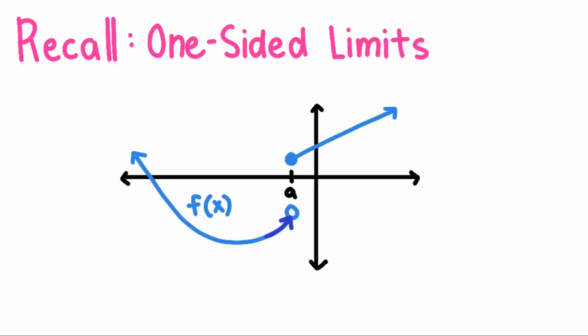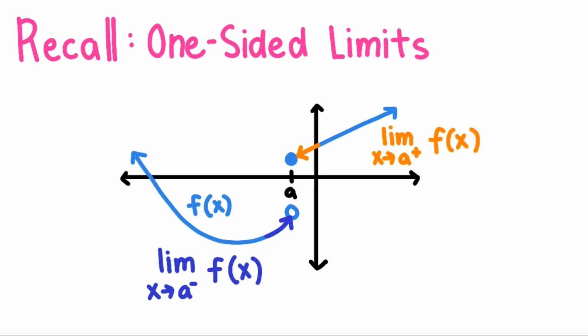As x approaches a from the left, the value of f of x is represented by this limit here. Similarly, as x approaches a from the right, the value of f of x is represented by this limit out here. Now that this is out of the way, let's dive into a little bit on radical functions.